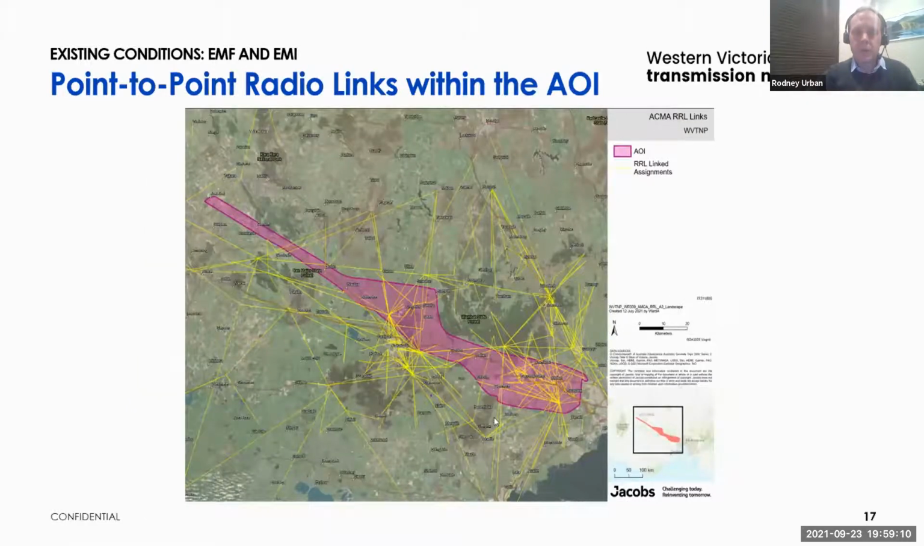We've also looked at point-to-point radio communication links within the area of interest. On this map, you can see the area of interest, this time shaded in pink, and we've drawn out in yellow all the radio communication links that intercept that area. These are all items that, during the impact assessment, we're going to look at to see whether the project and the works associated with it could possibly interfere with those devices.